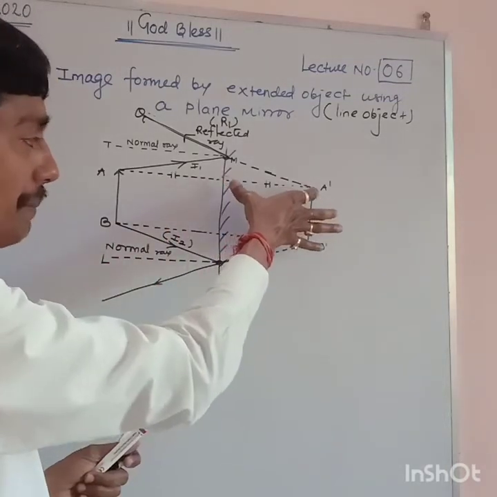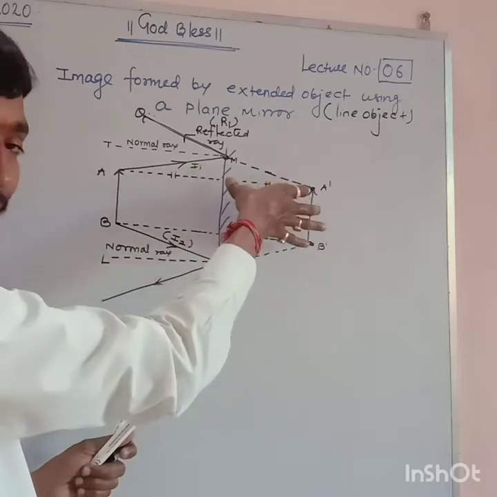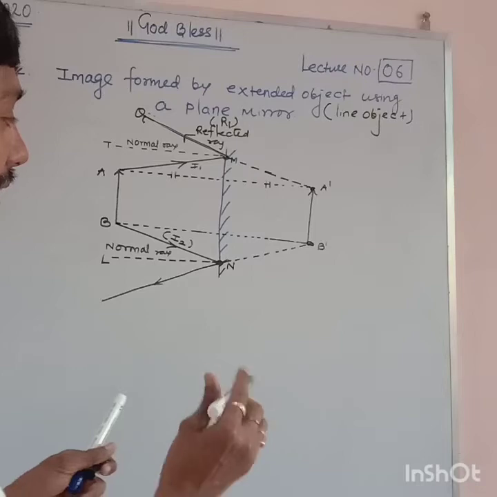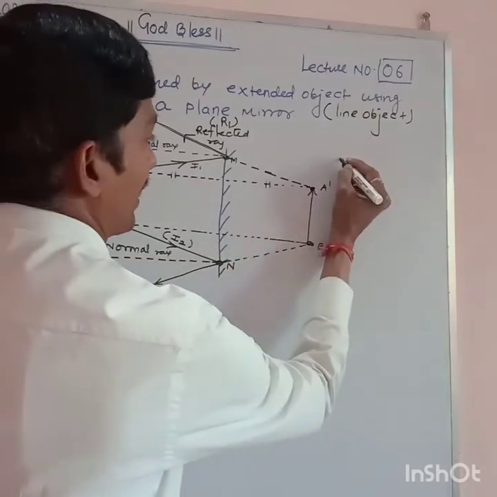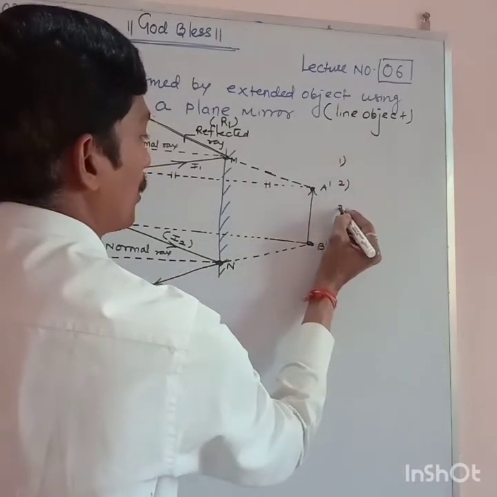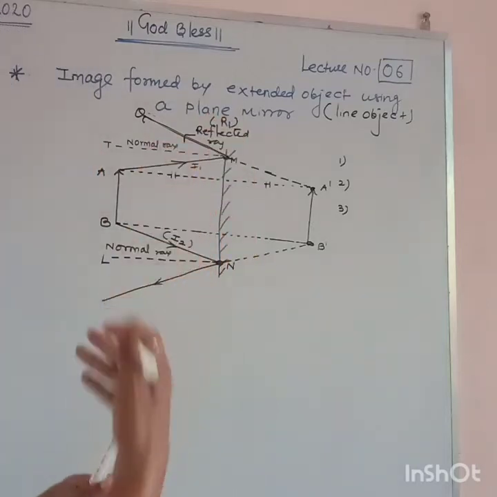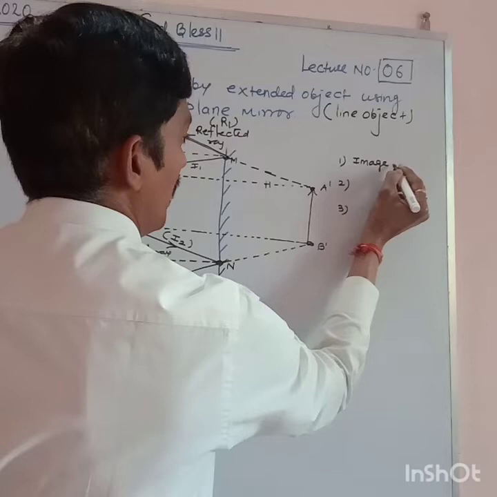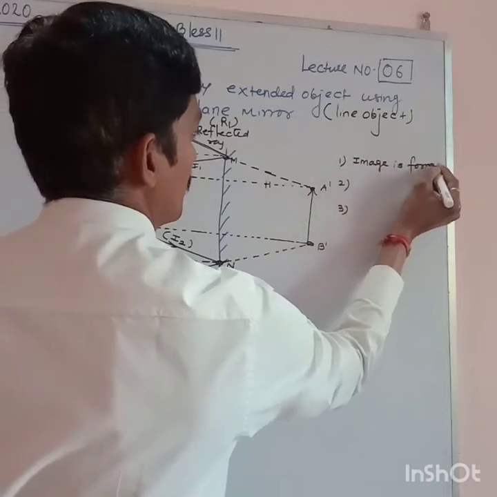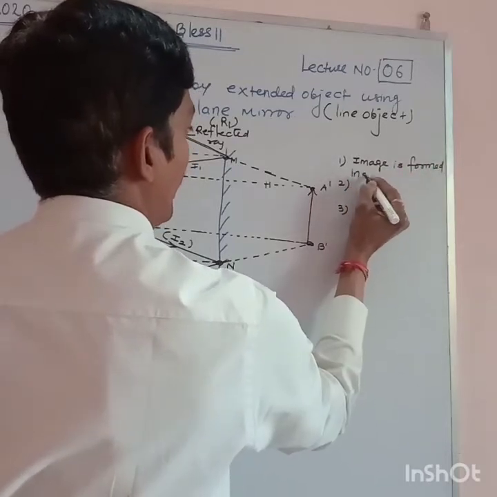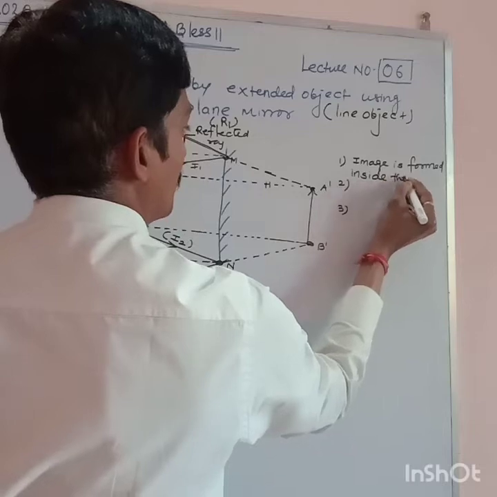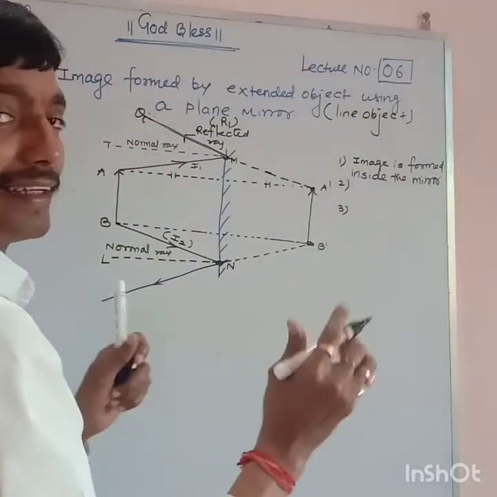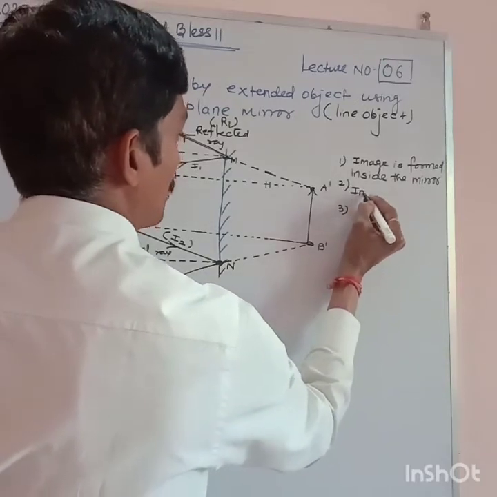This virtual image I am getting at the same distance from the mirror as the distance of the object from the mirror. So again I can note down the three points, in the case of an extended object also. First, the image is formed inside the mirror. Second, the image is virtual.